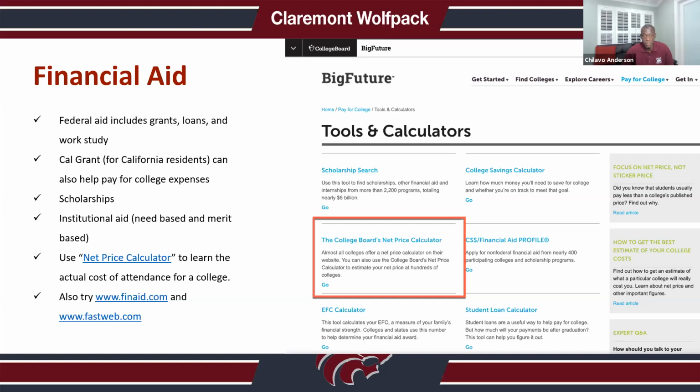There are several scholarships out there. There are private scholarships, school-based scholarships, and institutional aid that's merit-based as well as need-based.